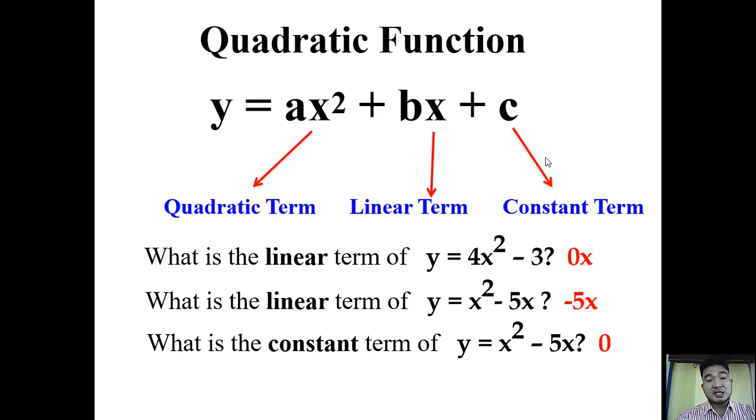The question is, is it possible for the quadratic term to be 0 in a quadratic function? Yes or no? The answer is no. Because if the quadratic term became 0, that is not a quadratic function anymore. Instead, it's a linear function.